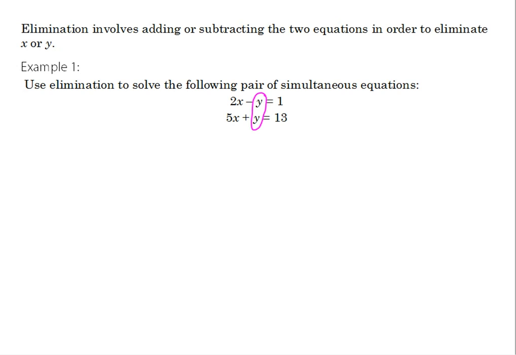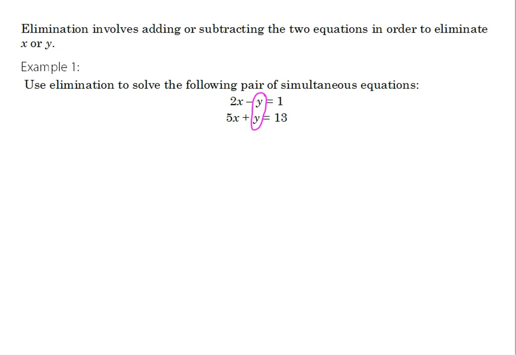Here we've got negative y and positive y. So subtracting these isn't going to eliminate y because negative y minus positive y is not 0. Similarly, even if we subtracted them the other way, positive y minus negative y is also not 0. But if we add negative y and positive y, that will eliminate the y's out of this equation.